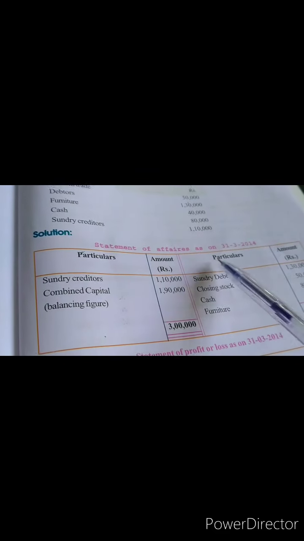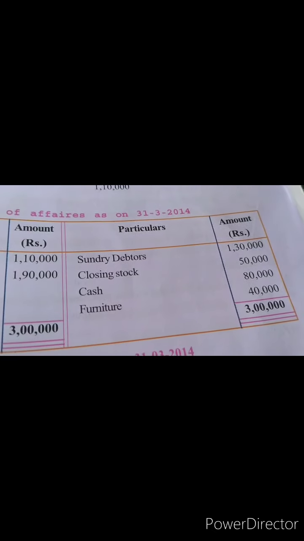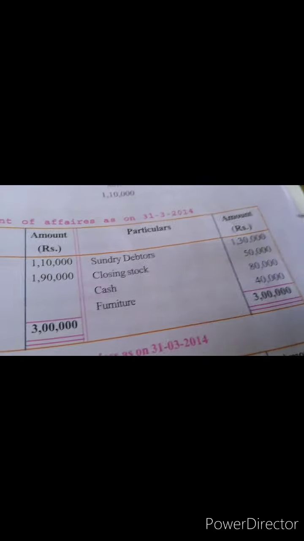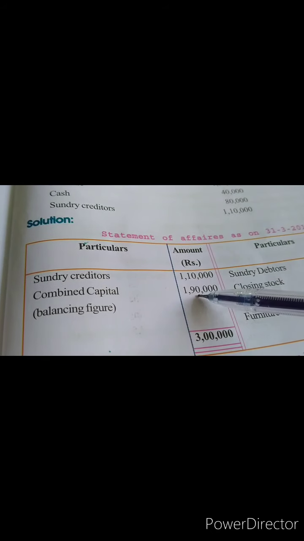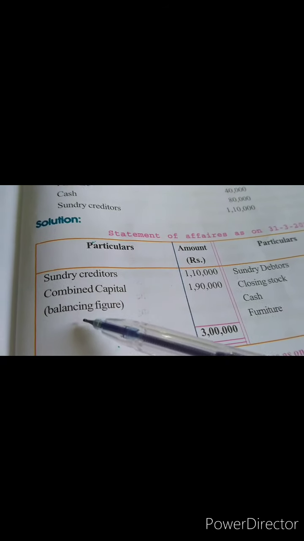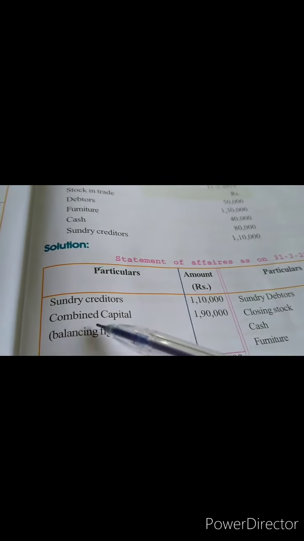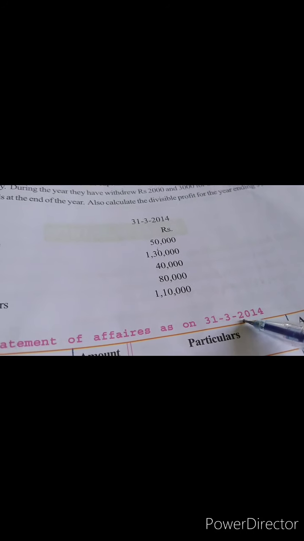Have a look. Statement of affairs as on 31st March 2014. On the asset side we have sundry debtors, closing stock, cash, furniture. Total has come to 3 lakhs. Sundry creditors 1,10,000 minus 3 lakhs, we get 1,90,000. So this is the combined capital. Within brackets you will mention balancing figure. Now this combined capital is at the end of the year. So now have a look at how we will make the statement of profit and loss.